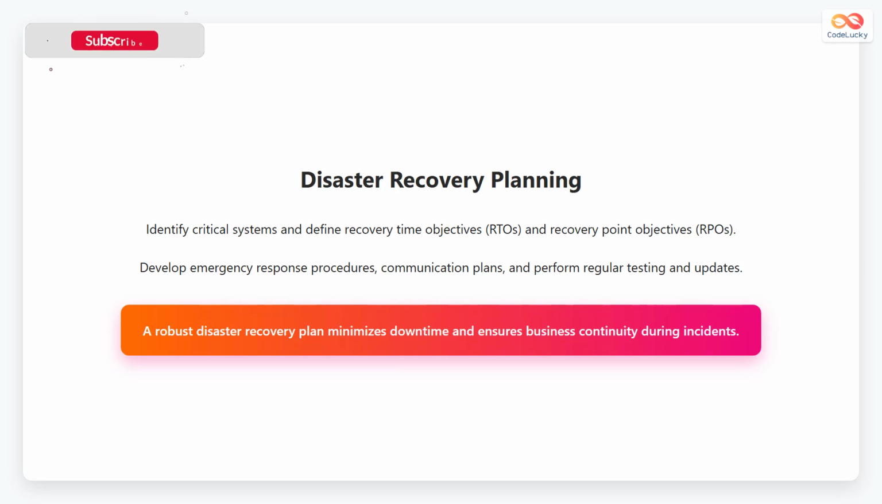Disaster recovery planning prepares organizations to respond effectively to catastrophic events. It involves identifying critical systems, defining recovery time and point objectives, creating response procedures, establishing communication plans, and conducting regular tests. A comprehensive disaster recovery plan ensures business continuity by minimizing downtime during failures or disasters.